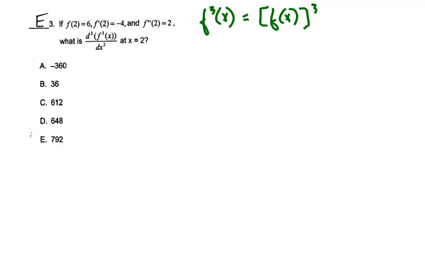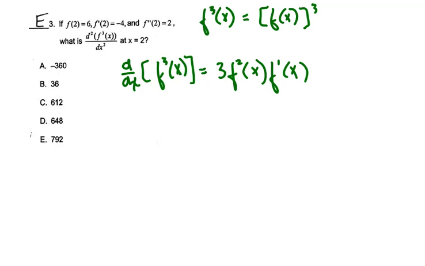Alright, so in order to find the second derivative, you're going to have to find the first derivative of f of x raised to the third power. And so basically we're looking for this. Now this is a chain rule problem, so we're going to bring down the 3, multiply it times the, and reduce the exponent to 2 on the f of x, and then multiply that times the derivative of f of x. And so I believe that gives you the first derivative of that function there.